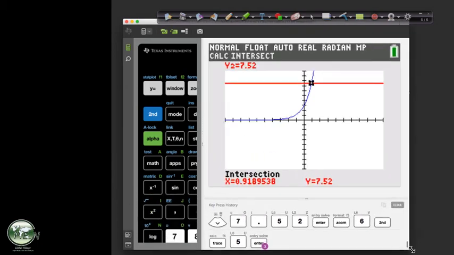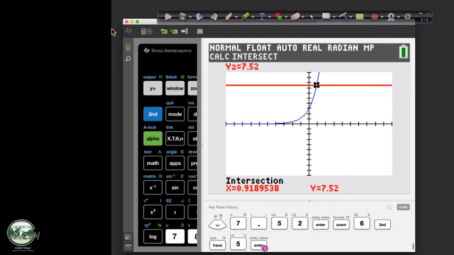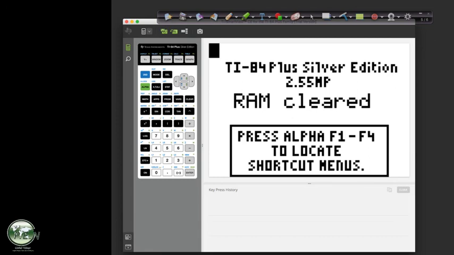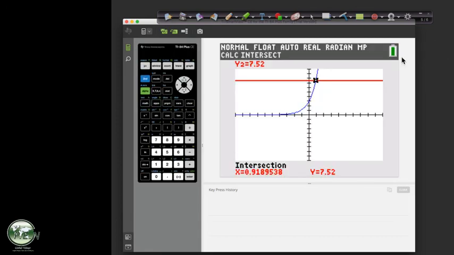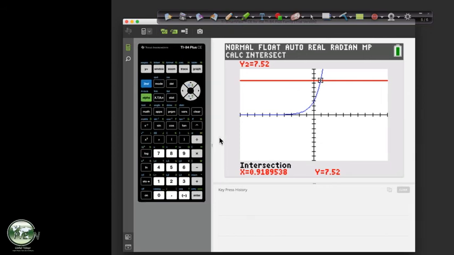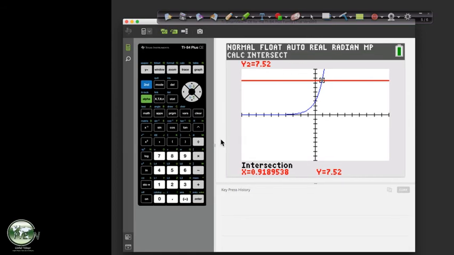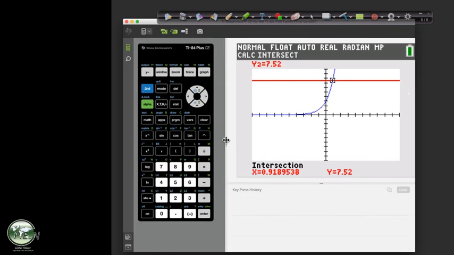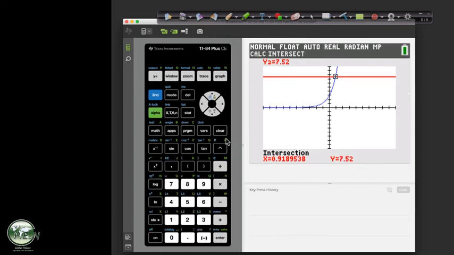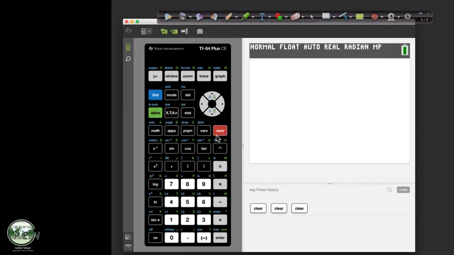Make this one a little bit bigger. Change models. Okay. There we go, a little bit bigger. Okay, so I'll just hit clear a couple times. I think that takes us back to the main screen.